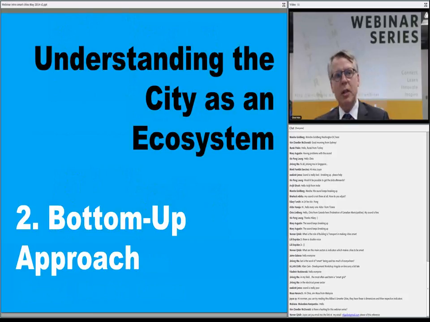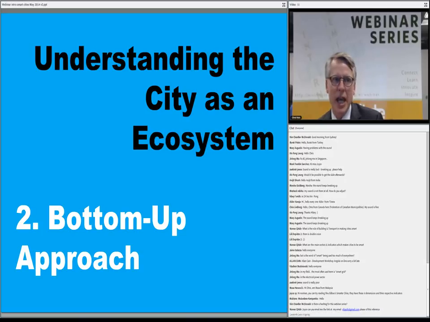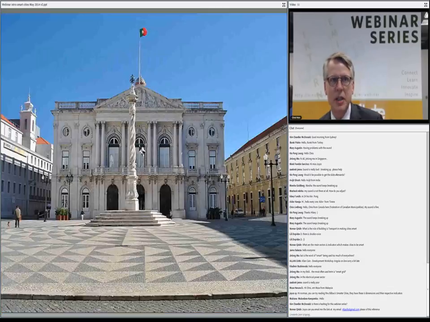So if we think of those as 3 examples of the top-down approach, obviously there's a bottom-up approach, and that's what I'd like to talk about next. This slide says understanding the city as an ecosystem, and that's really what I'd like to focus on in these next slides.